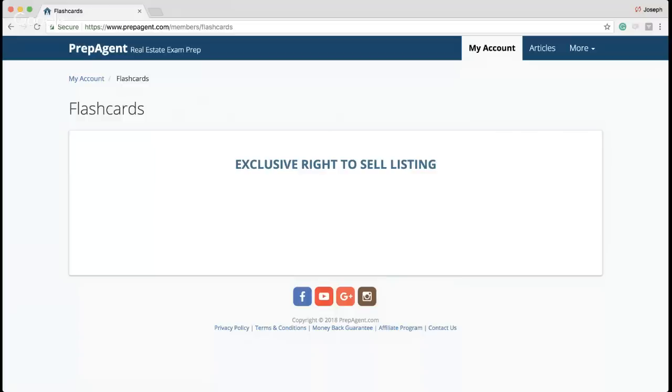Okay, exclusive right to sell listing. We went over this quite a bit, so everybody should get this right. What's an exclusive right to sell listing? Okay, so Grant Williams, right? Pay me no matter what when your house sells. Well, it doesn't matter when. It's got to sell within that contracted period.